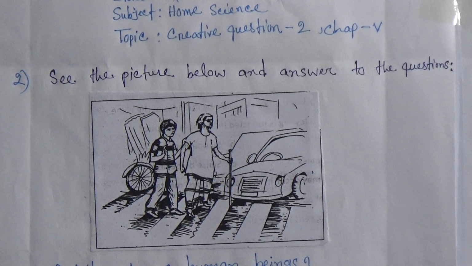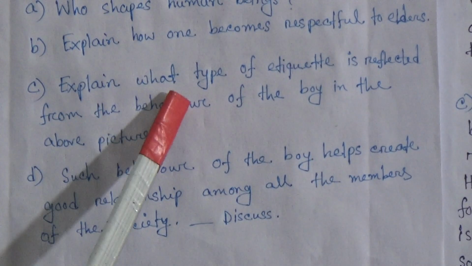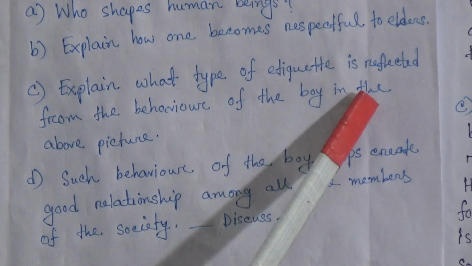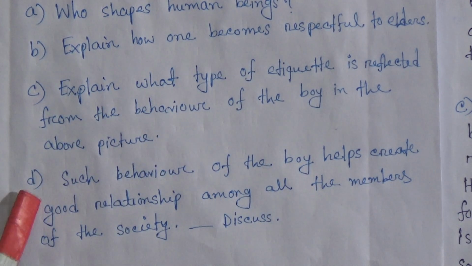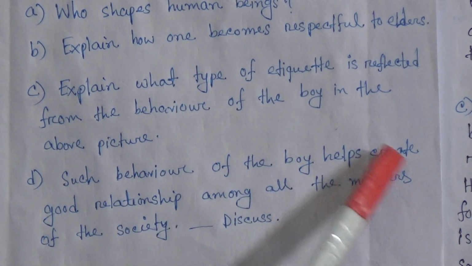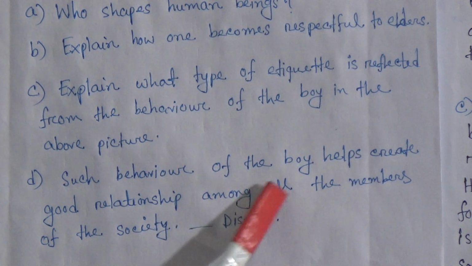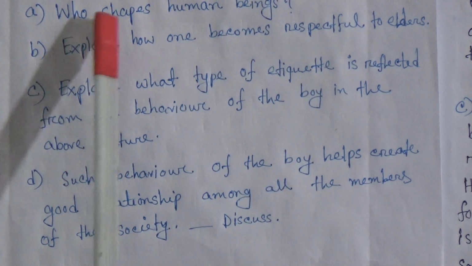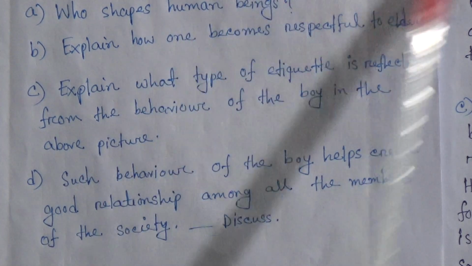Number A. Who shapes human brains? Number B. Explain how one becomes respectful to elders. C. Explain what type of etiquette is reflected from the behavior of the boy in the above picture. Number D. Such behavior of the boy helps create good relationship among all the members of the society. Discuss.